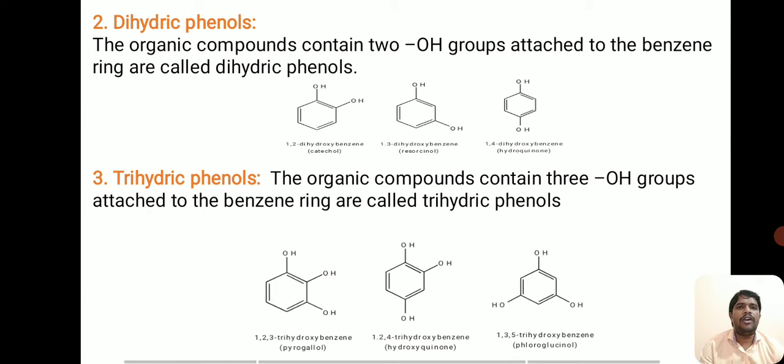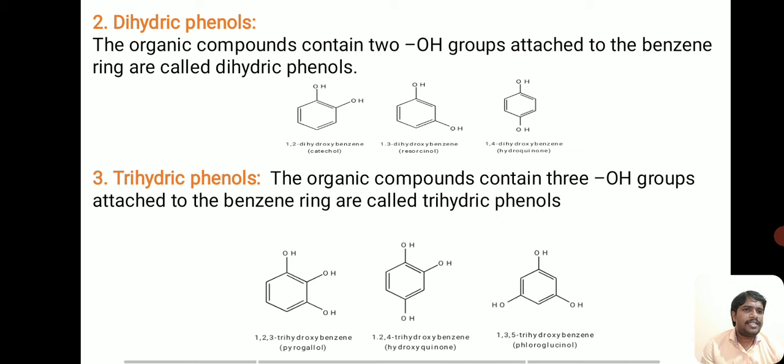Dihydric phenols. Organic compounds containing two OH groups attached to the benzene ring are called dihydric phenols. In the first case, 1,2-dihydroxybenzene, the two OH groups are attached to the first and second positions. It is also called catechol. The next one is 1,3-dihydroxybenzene. Here also we have two hydroxy groups. It is also called resorcinol.